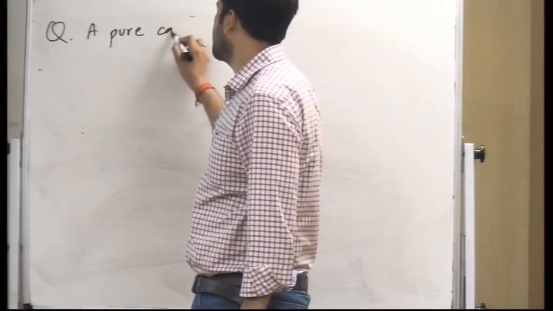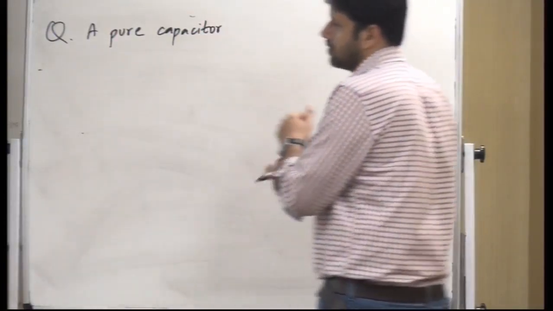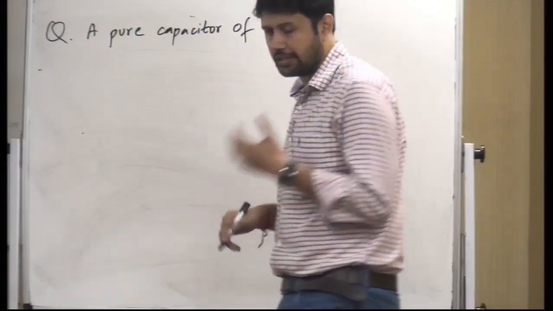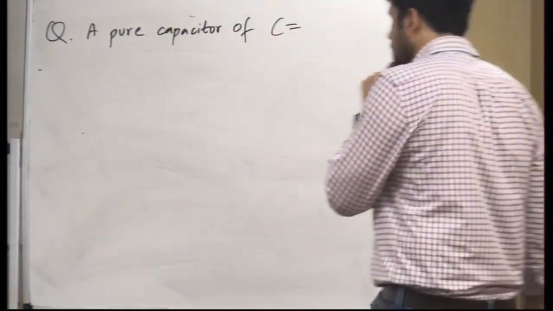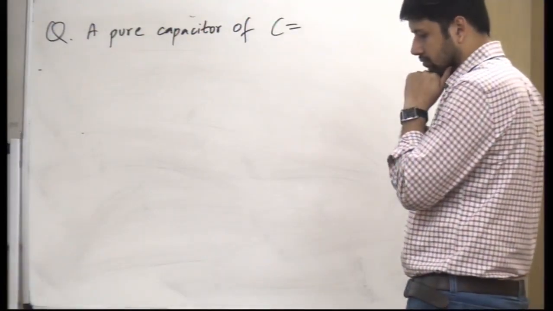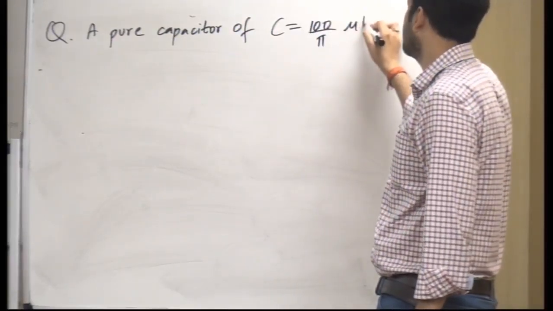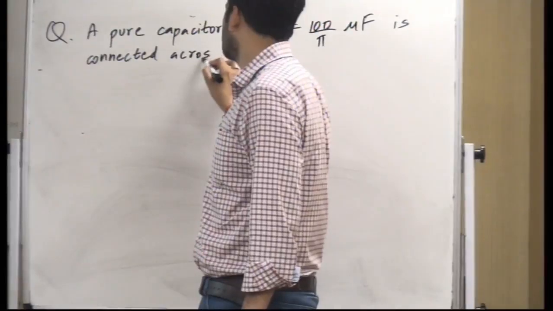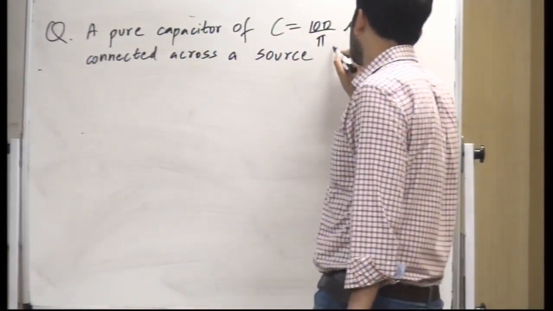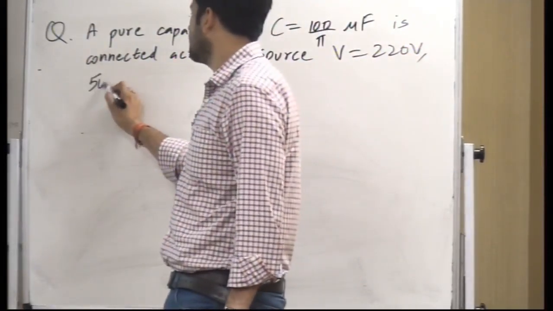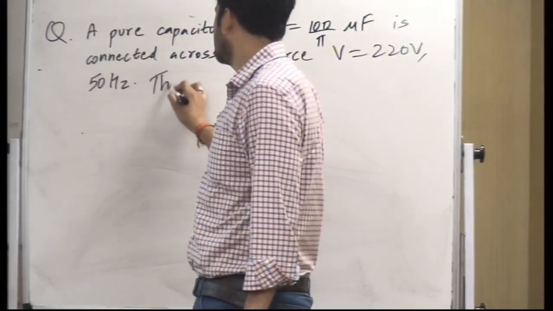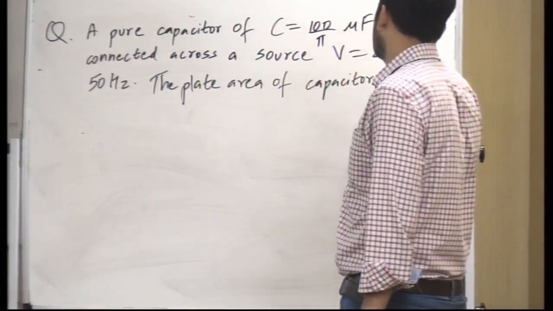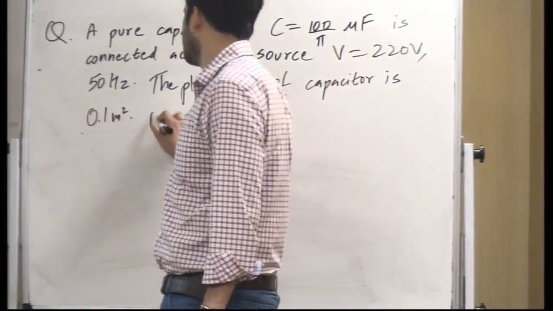A pure capacitor of C is equal to 100 by pi microfarad is connected across a source V is equal to 220 volt, 50 hertz. Is it okay? The plate area of the capacitor is 0.1 meter square. Find ID.